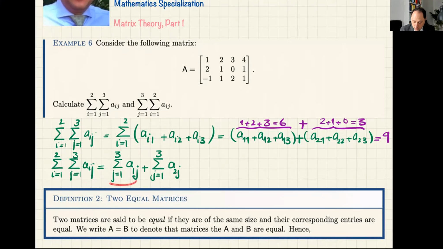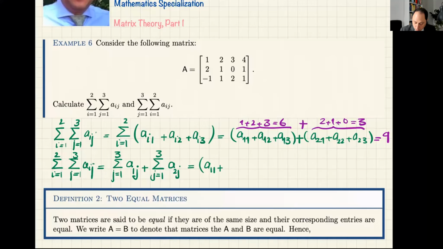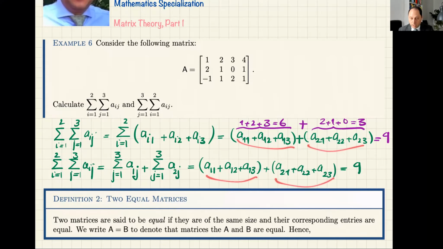But now this is a sigma, and this is a sigma. Both of them only depend on j. Then I open the first sigma. It becomes A11, A12, A13 as I change j from 1 to 3. And the next sigma becomes A21, A22, and finally A23. And then, of course, the answer is 9 again, because there is no difference between these two pairs of brackets. Okay, and then you can do this one yourself.